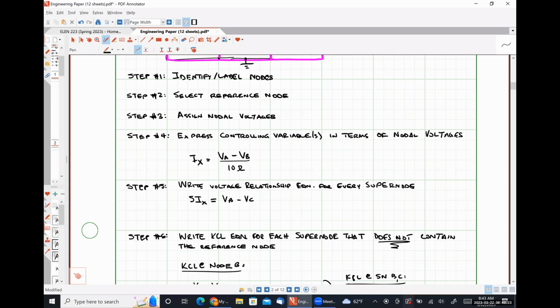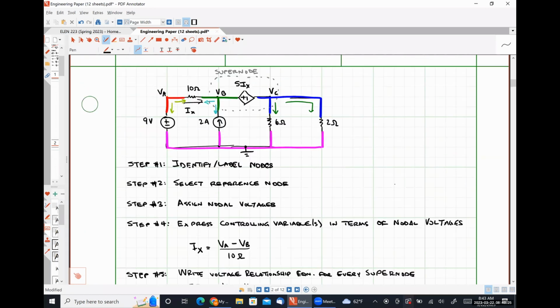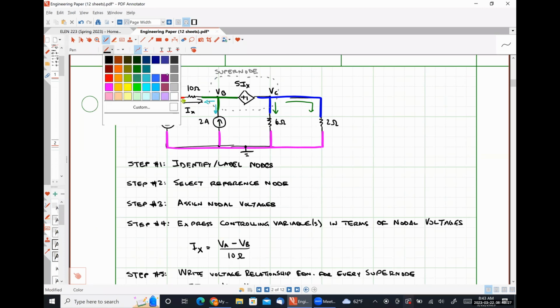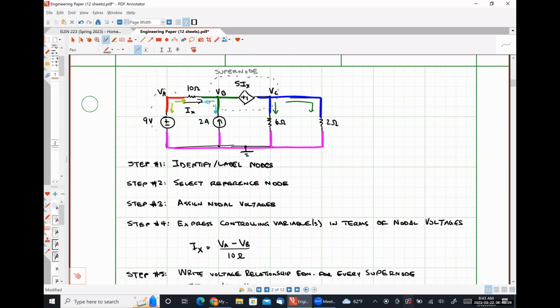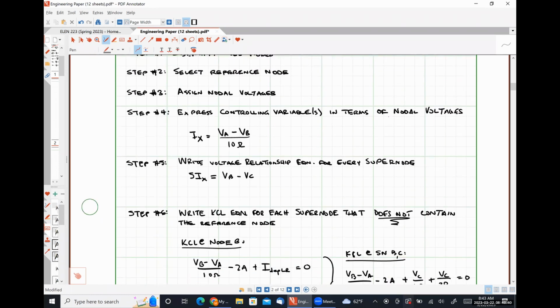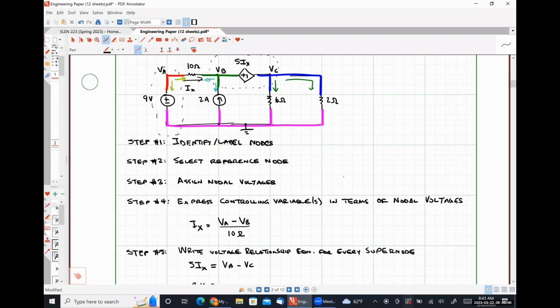So we're going to write a voltage relationship equation for every supernode, and literally every voltage source forms a supernode. Okay. So we have another supernode over here around our 9-volt source. So we need a voltage relationship equation for that. So what's that voltage relationship going to be? Yep, so 9 volts is equal to VA.